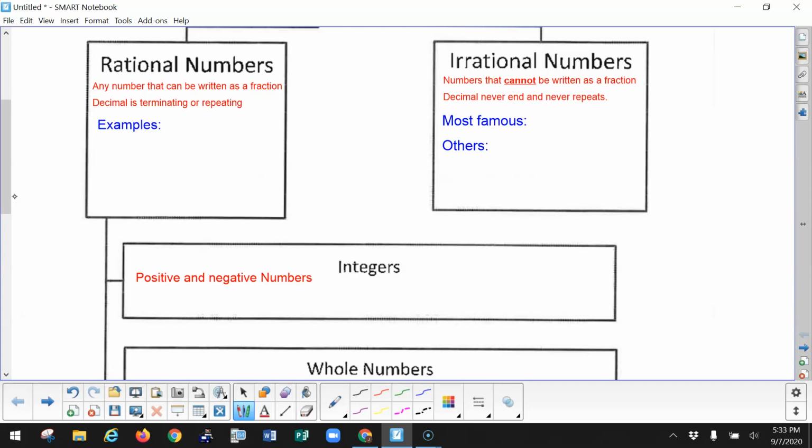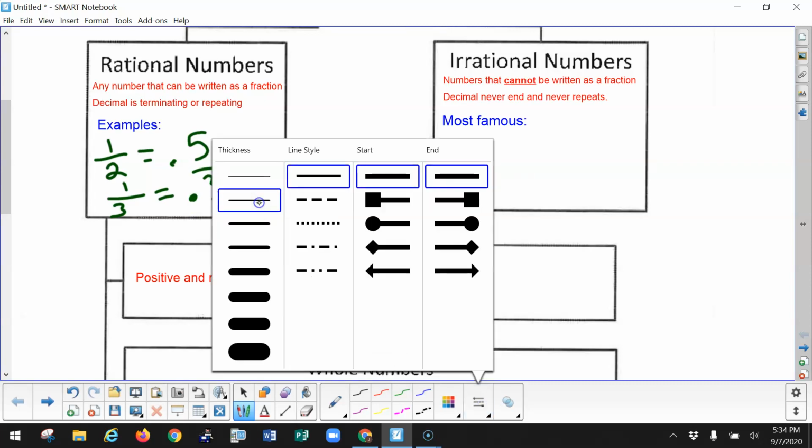So examples of that: 1/2 can be written as a fraction, and the decimal version is 0.5, and it just ends right there. And then 1/3 is the fraction. If I plug that in my calculator and look at the decimal version, I would get 0.3 repeating. It would just go on forever and ever.